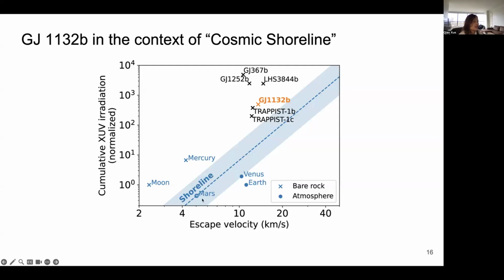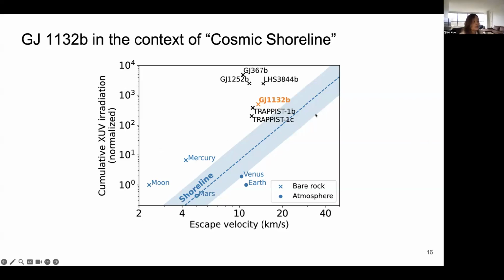So the actual EUV irradiation history of an individual planet is hard to know. The blue region shows an illustrative factor of 4 uncertainty. So we actually don't know where the cosmic shoreline is. Maybe it's 4 sigma away, but we want to test if this theory is valid.